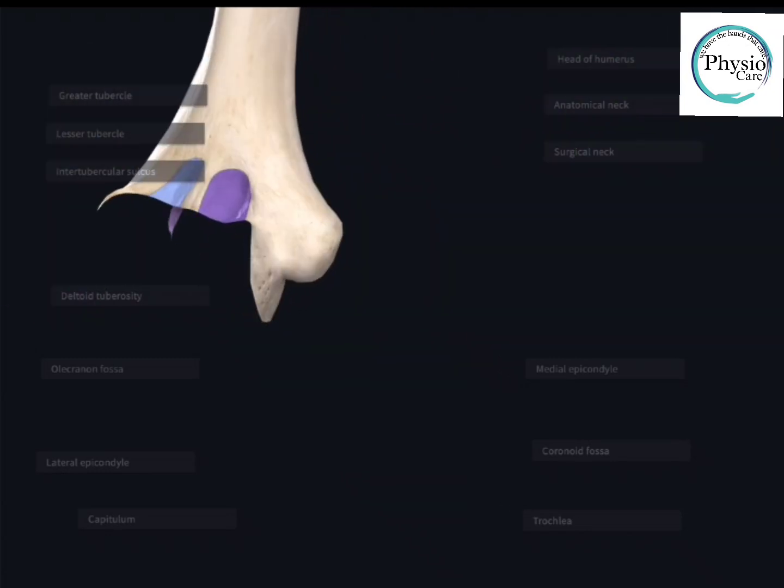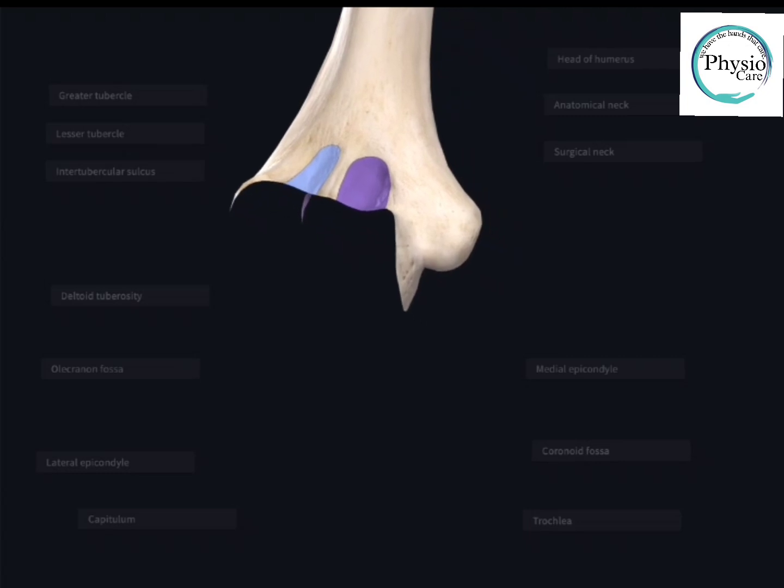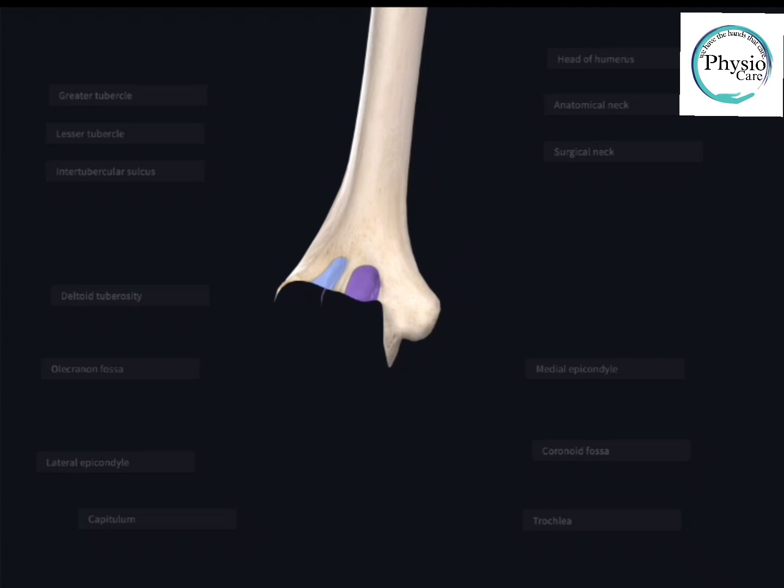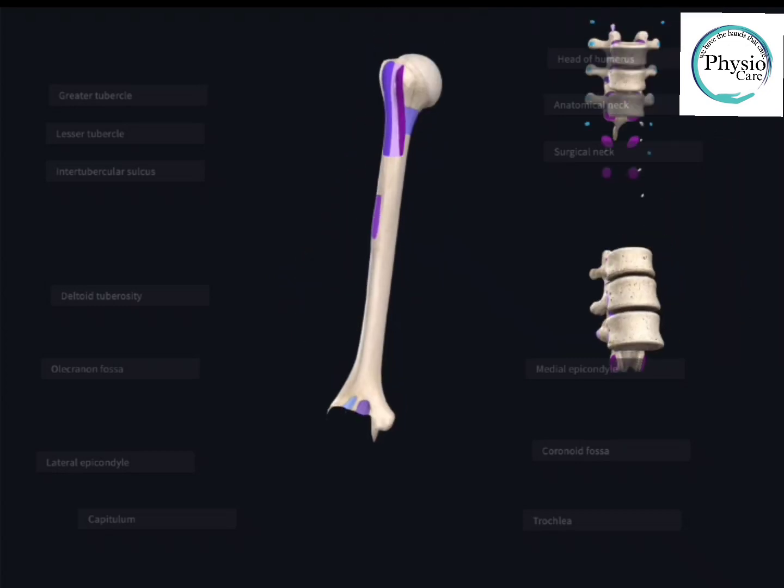So posteriorly we have the olecranon fossa, and on the anterior surface we have the coronoid fossa. And those are the major structures of the humerus.